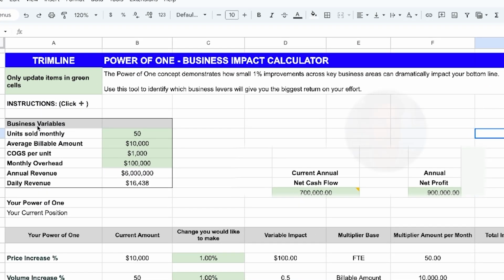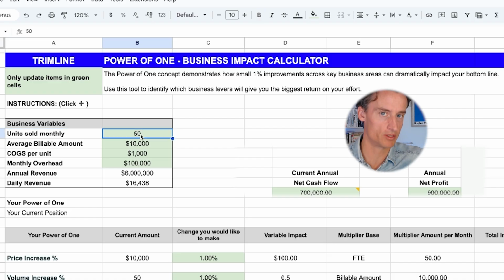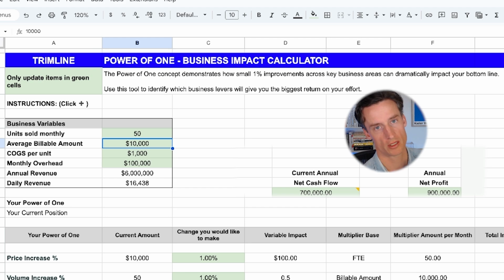So the key things you need to enter here are in the green. Units sold monthly. So if you're a service business, that would be the number of recurring clients. Average billable amount would be the retainer price for those clients. Or if you're a product business, that would just be the price of your product. So you can do either.